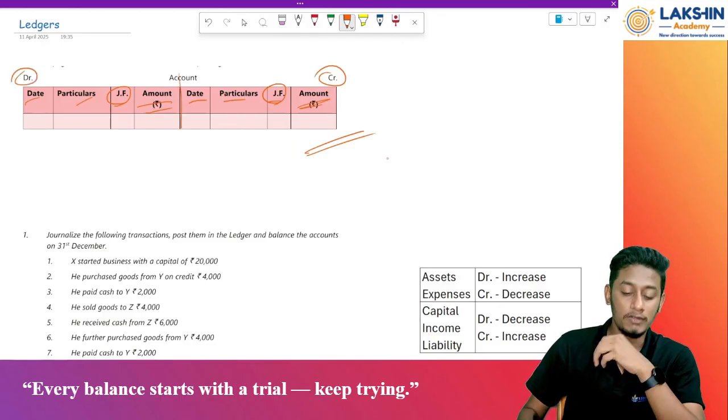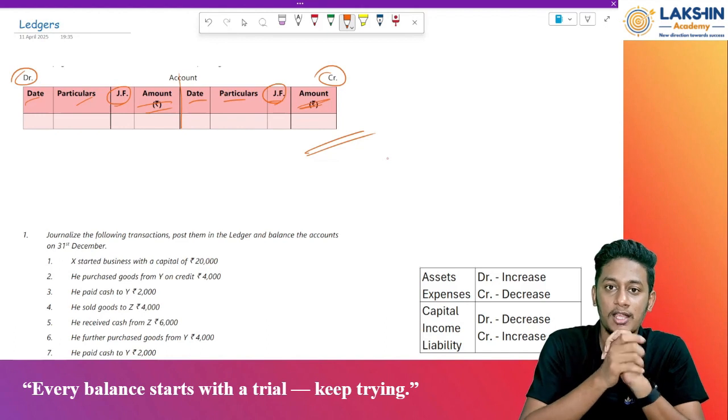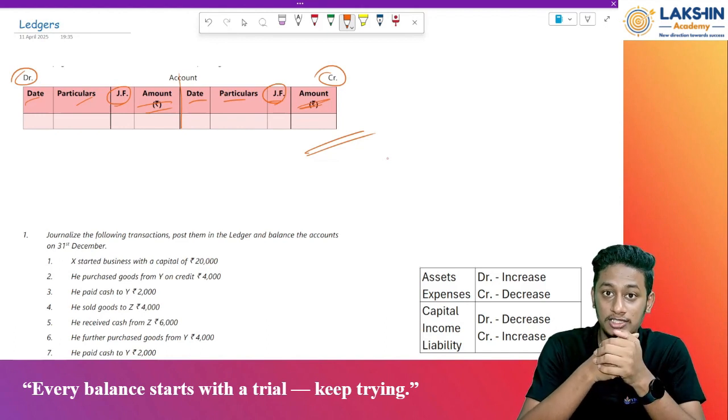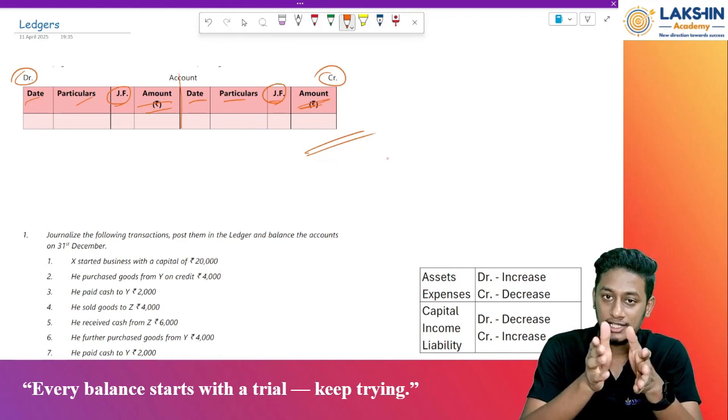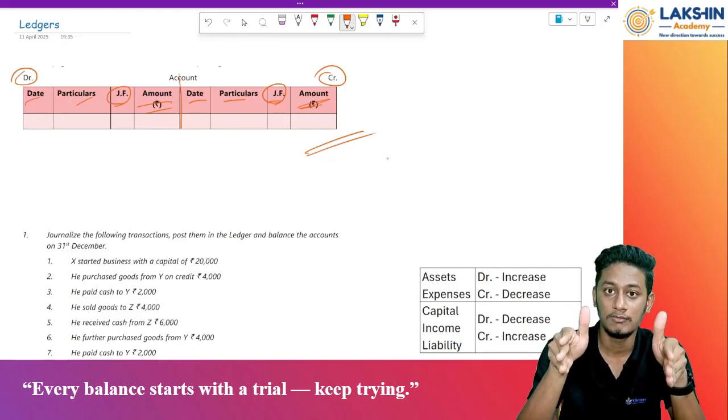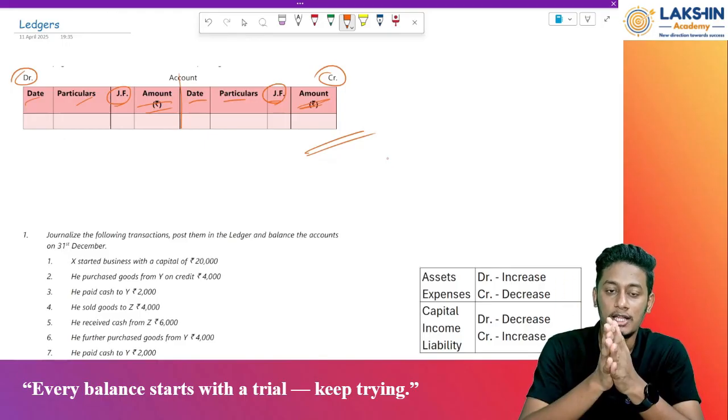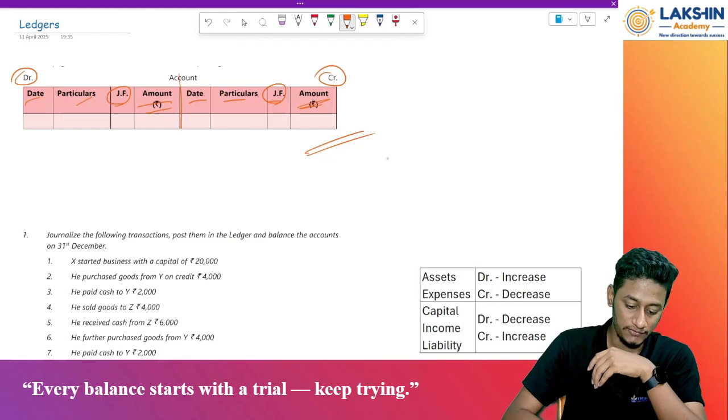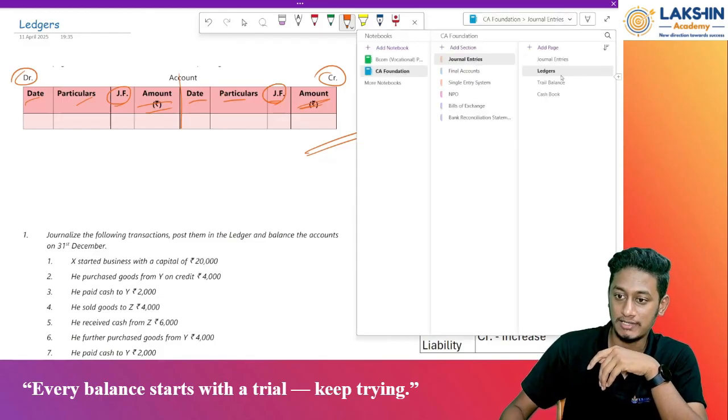So why do we prepare ledgers? Let us understand this first. We saw how to prepare the journal entries, right? Journal entries are passed in a book called the journal book, right? Now what happens if I open the journal entries that we have passed in the previous classes? Let us see.